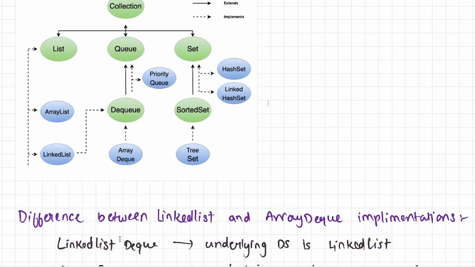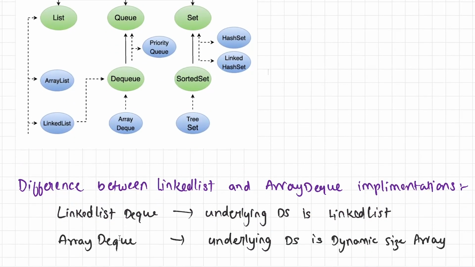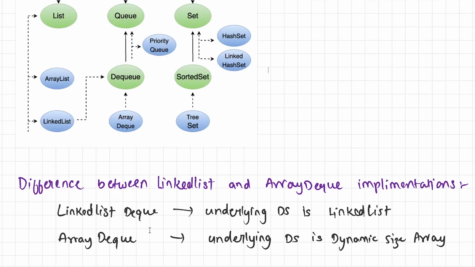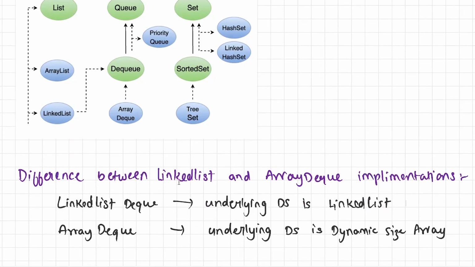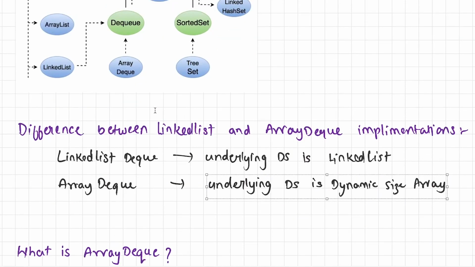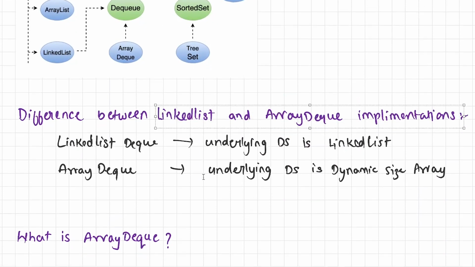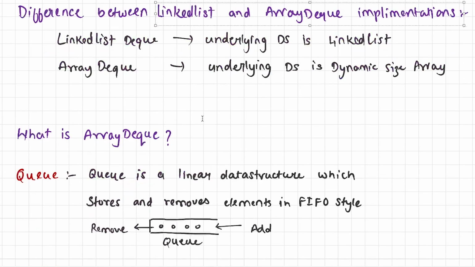This brings us to the question: what is the difference between LinkedList and the ArrayDeque collection class? Well, the difference lies in the implementation. In the LinkedList implementation of the Deque interface, the underlying data structure is a linked list. And when it comes to ArrayDeque, the underlying data structure used to implement the Deque interface is dynamic size arrays. If this is clear to you, then we can move on to the next question: what actually is ArrayDeque?